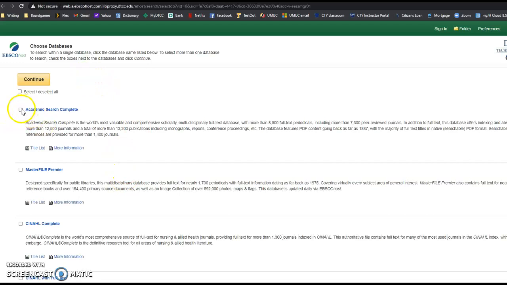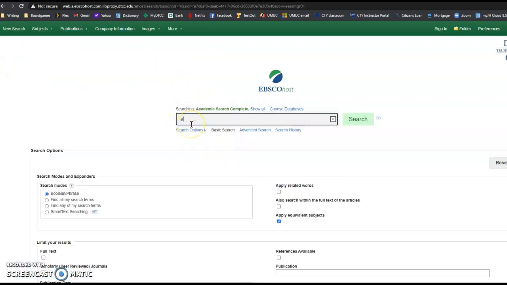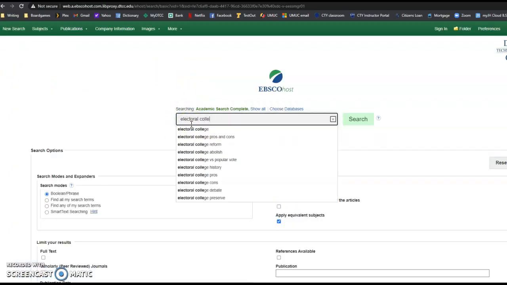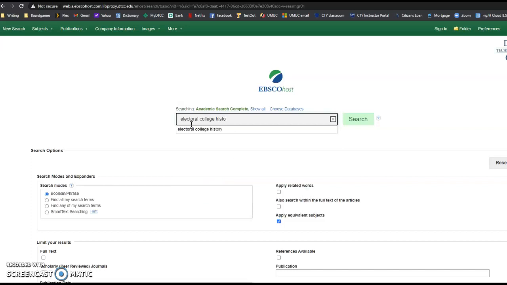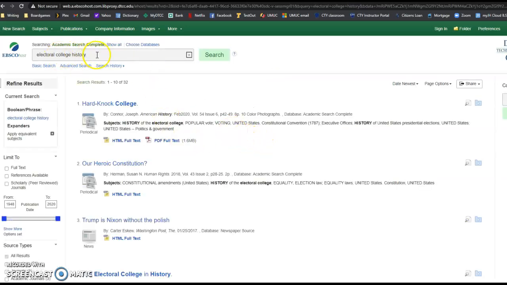I'll use EBSCOhost because, I don't know why, English teachers love that. I'm going to choose all of them. It says not to, but I'm a rebel. So I'm going to type in electoral college. And I'm actually going to type in the word history because I did this earlier and electoral college was not finding the kind of information I wanted.